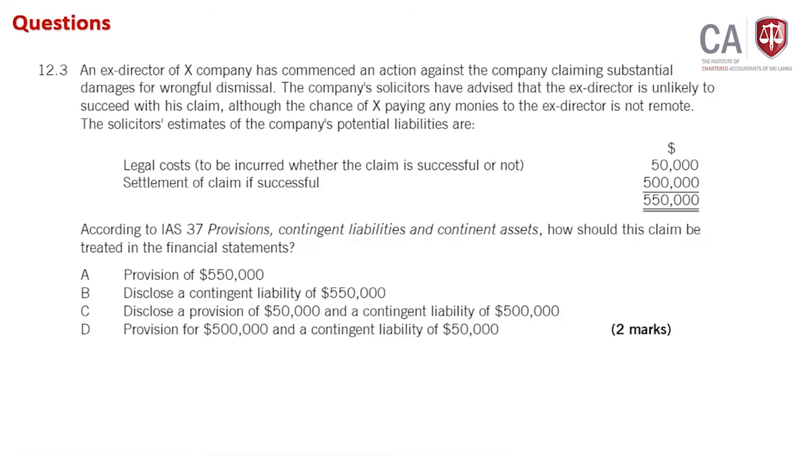Answer C, disclosure of provision of 50,000 and contingent liability of 500,000. That's the correct answer. Provision of 50,000 and contingent liability of 500,000. That is the correct answer. Provision of 500,000 is wrong, contingent liability of 50,000 is wrong, right? So the answer is what? C.